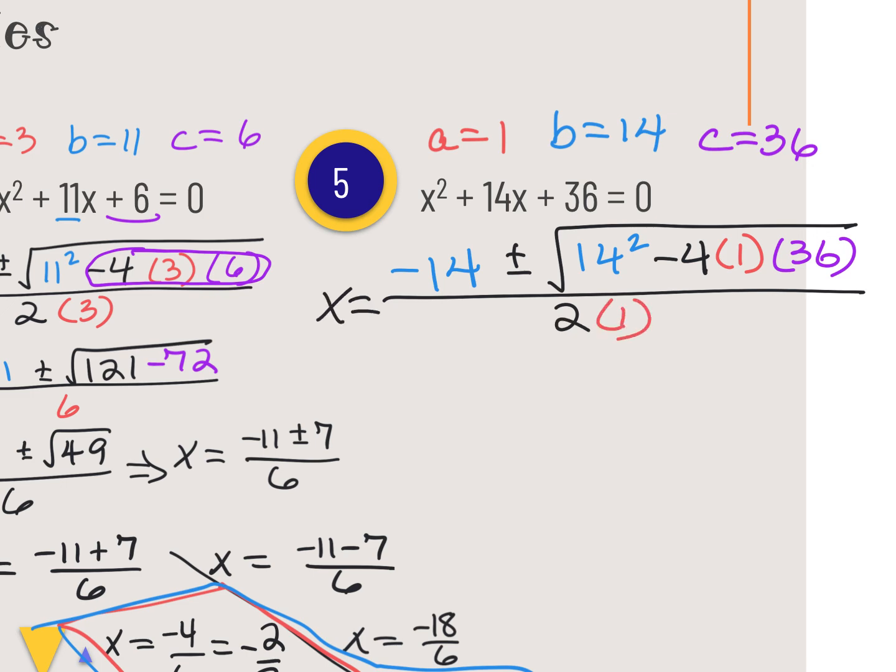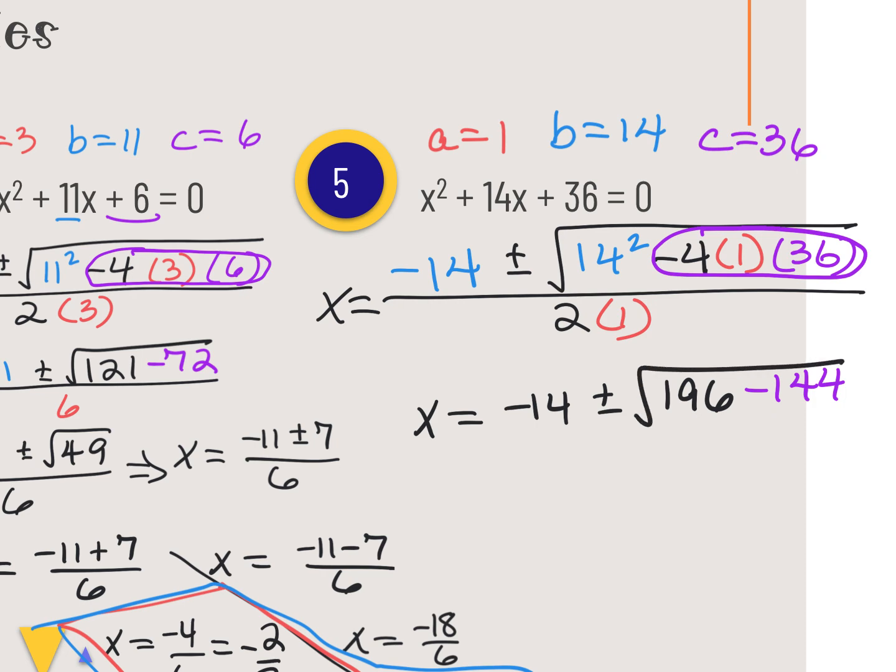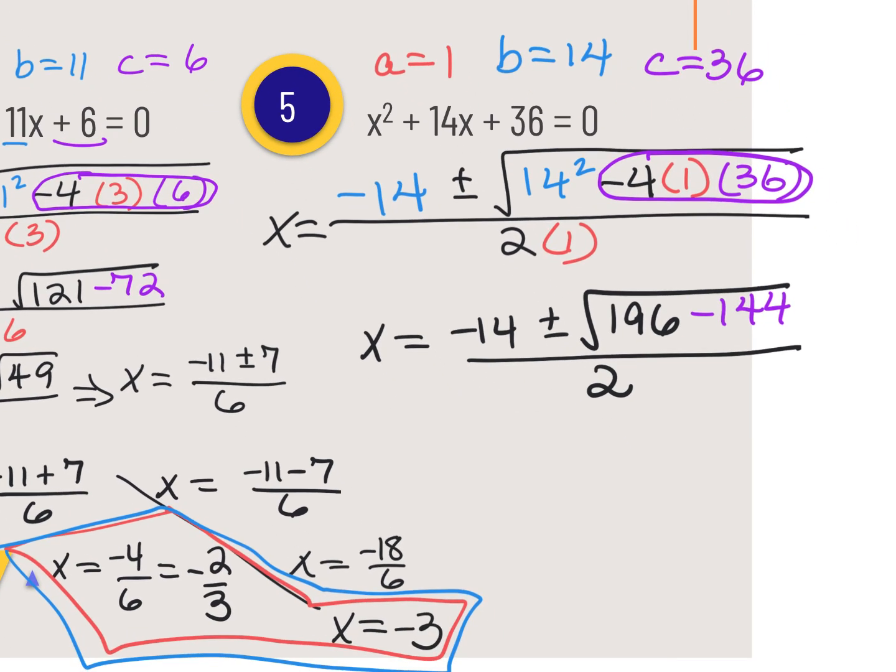Let's simplify what's under the square root. So I get x is equal to negative 14 plus or minus 14 squared again, that's 196. And then again, I'm going to multiply negative 4 times 1 times 36. And that gives me negative 144. Put that under the square root, divided by 2 times 1, which is 2. I have to subtract 196 and 144. This gives me 52.